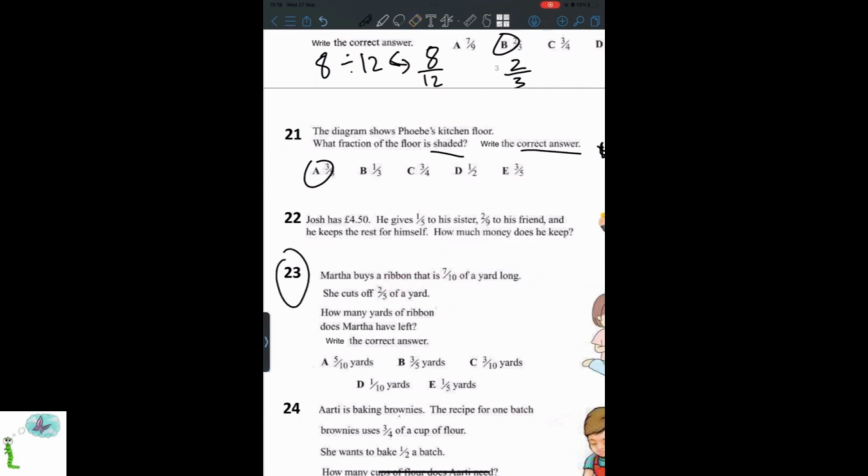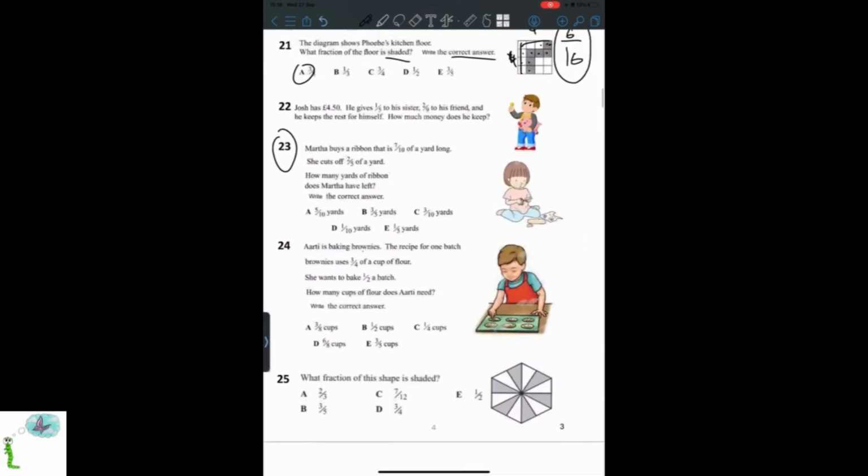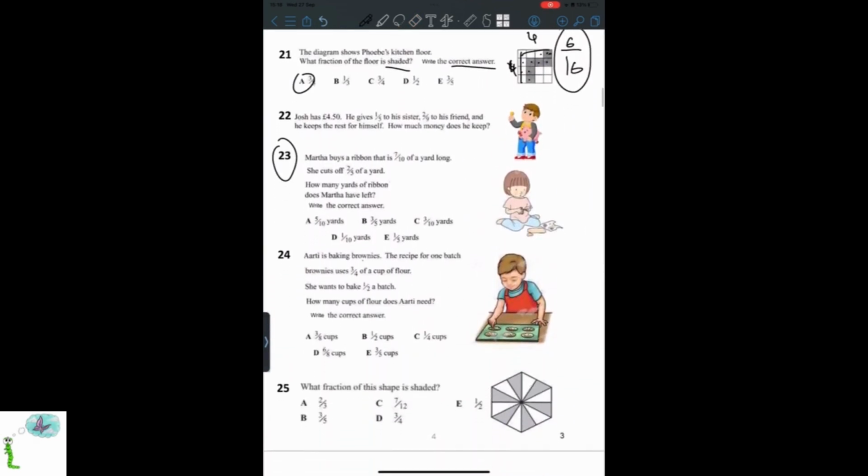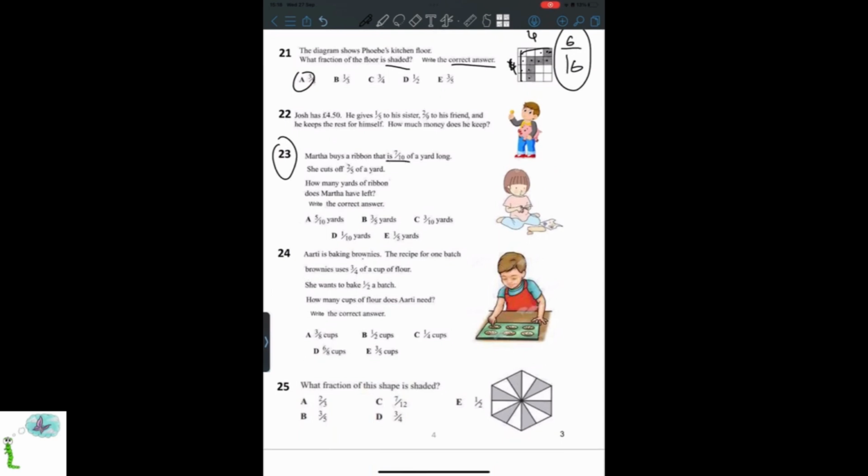Question 23. How many have we got left? Oh, only a few more. Martha buys a ribbon that is 7 over 10 of a yard long. She cuts off 2/5.